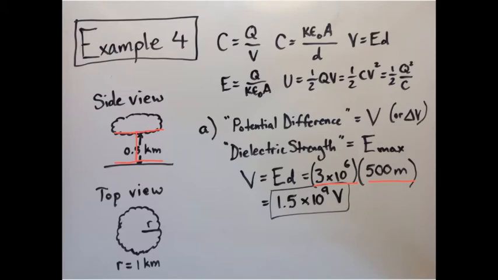If we do that, everything's good. We get 1.5 times 10 to the 9th volts. Whew! That's a lot of volts. 1.5 billion.